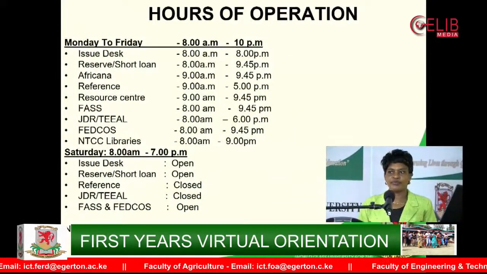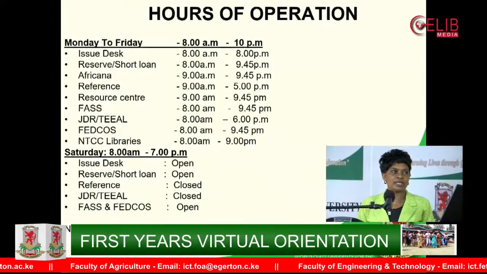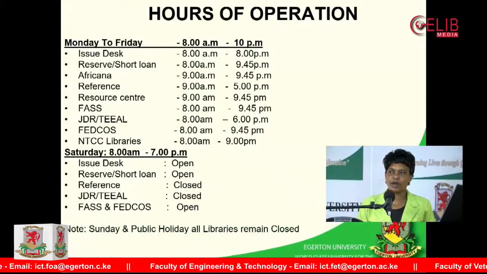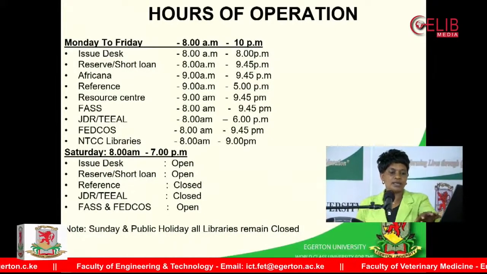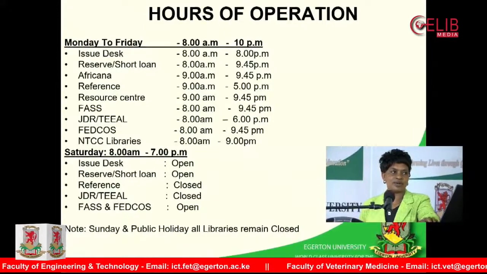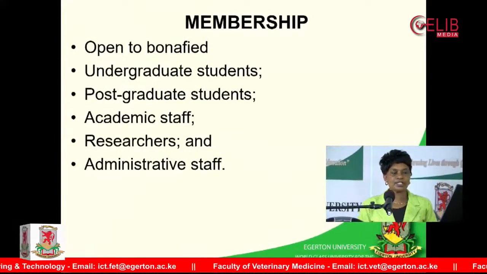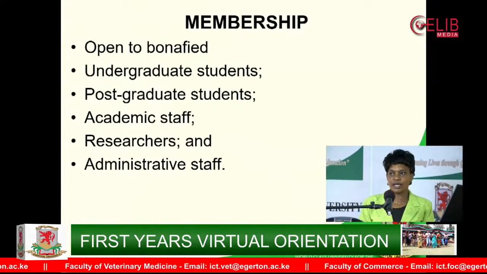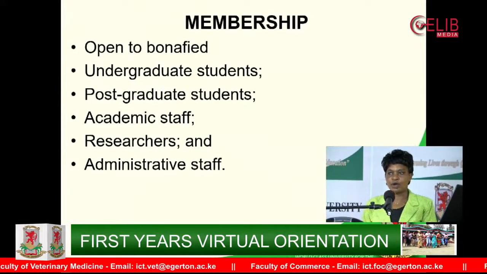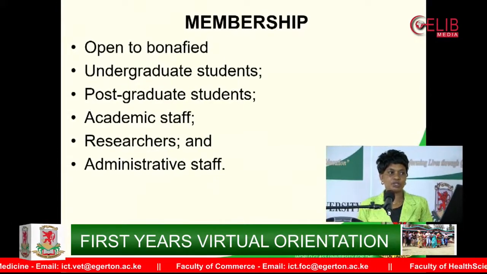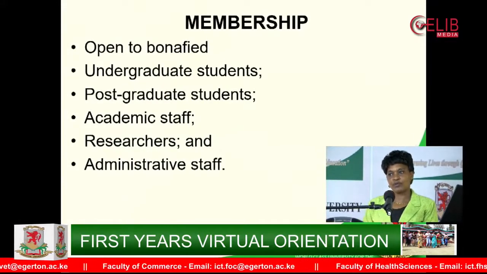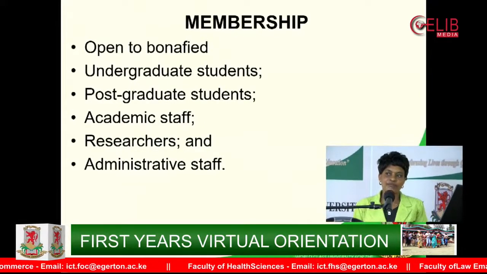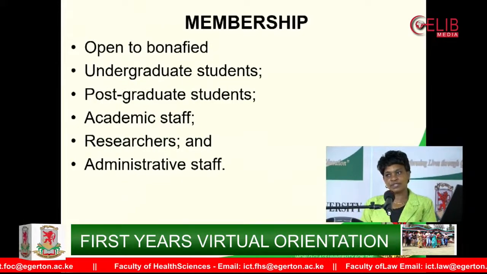We are physically available in all those libraries that I've mentioned, and we have various hours, but our main hours of operation are from 8 o'clock in the morning to 10 in the evening, any of those libraries that I've already mentioned. Membership, who can be a member of our library system? We have the undergraduate students, of which now you have become one of them. We also have the postgraduate students. We also have the academic staff or the teaching staff, whom we normally refer to as lecturers. Then we also have researchers, and we have the administrative staff.